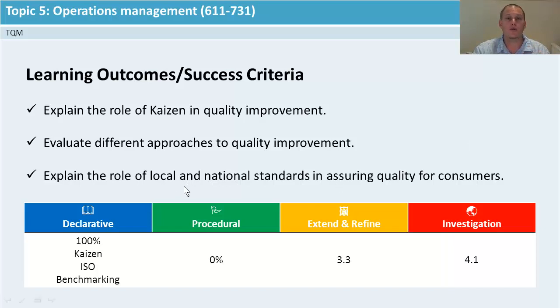Finally, your local laws, so your government OH&S and independent testing, and also your ISO standards. All these things are designed just to make the customer feel more assured that quality is high. It's going to be 100% declarative, and our procedural is 0. No special skills for today, and we're going to have a look at deductive reasoning before we have a look at the exam question. We'll get straight into it.